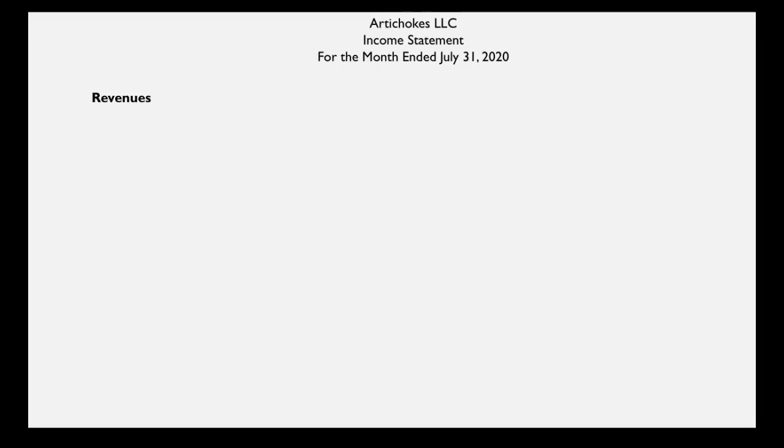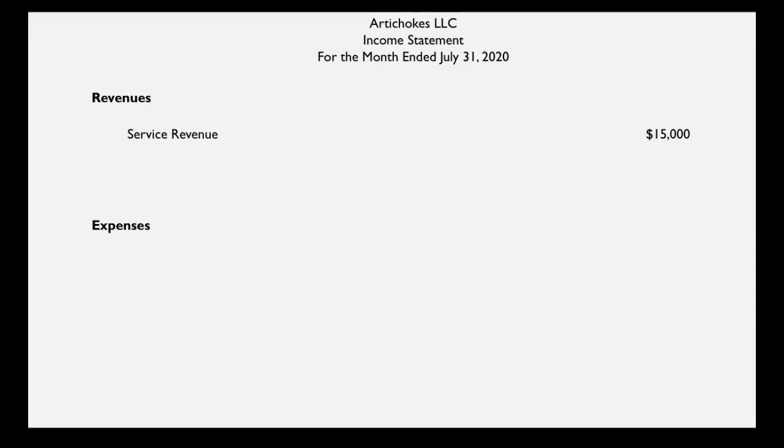So the first thing that we're going to list out are our revenues. And we had one revenue account. So we list out our service revenue, right? That was our one revenue account that we had. If we had multiple revenues, then we would have to deal with that. And we would list out our multiple revenues here. And then we would also show our total revenues by adding those up.